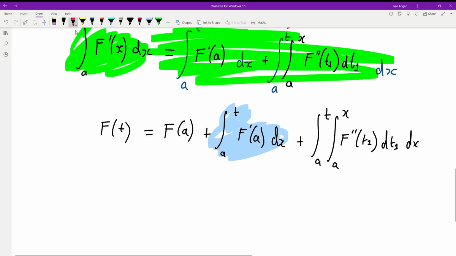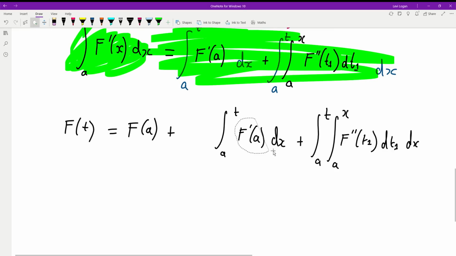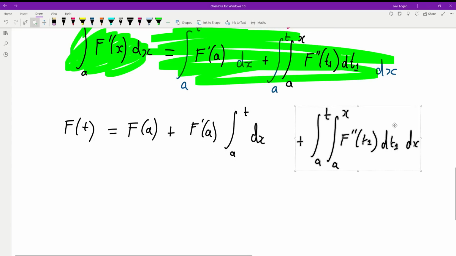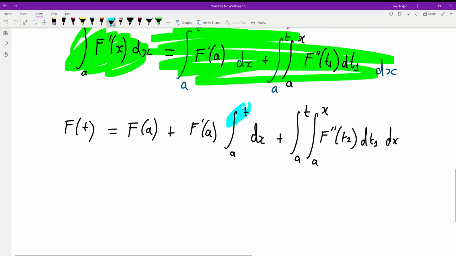Since this was a function, this is the derivative of capital F, but we've plugged in a value. So this entire thing is a constant, independent of x. So we can factor that out of the integral, and all you have is the integral from a to t multiplied by dx. That's independent. Now, the integral of 1 would just be whatever that variable is, so we have just x with the bounds a and t. If you plug that in, you get just t minus a.